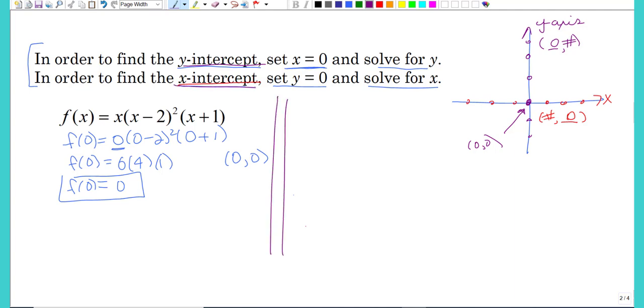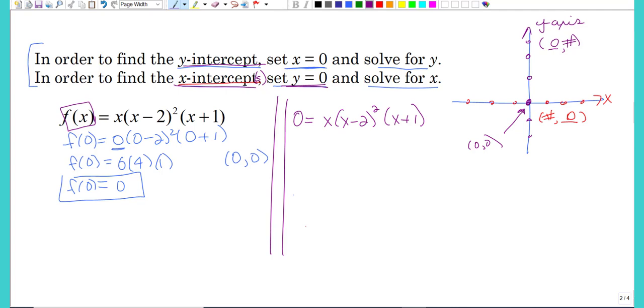So let's look at those x-intercepts because sometimes there's more than one. So we want to set y equal to 0. Well, what does that mean? I don't see a y. f of x. We want to set our function equal to 0. So we want to say 0 equals x times (x minus 2) squared times (x plus 1).